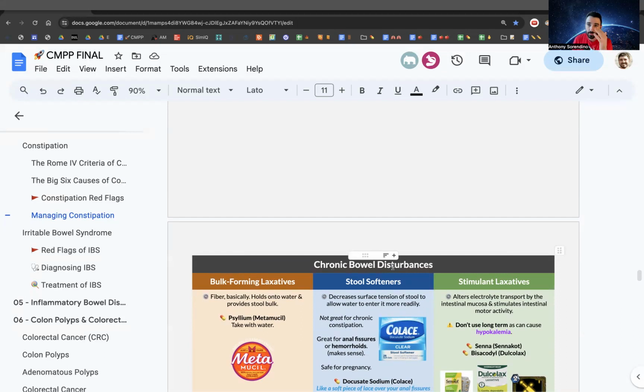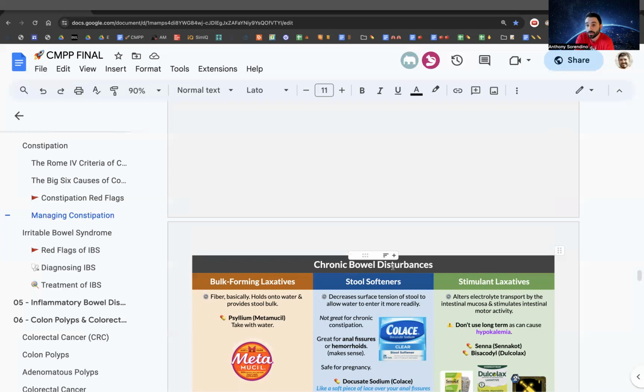Middle left, these are your osmotics. So these are hypertonic. This is going to be magnesium citrate. It's going to be milk of magnesia. It's going to be Miralax, which is polyethylene glycol. And I think there's a fourth one. Oh, lactulose. So that's going to be your osmotic agent. So hypertonic, which I believe just holds on to water. We'll check that in a second.